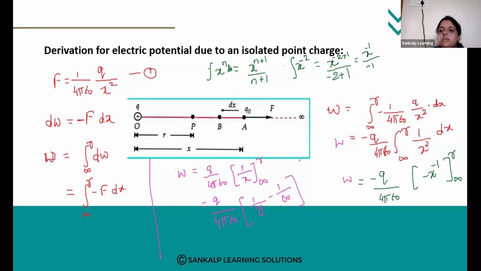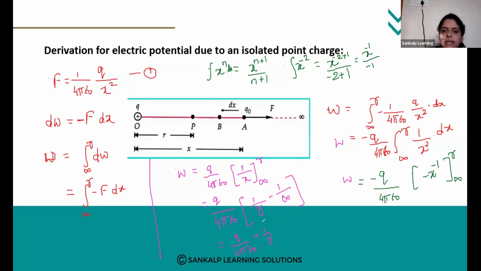Now tell me, what is 1 divided by infinity? Yes, what is 1 by infinity? Correct? 1 by infinity is 0. So as 1 by infinity is 0, leave all that aside, 1 upon infinity. So what is the final answer here, students? That is nothing but q divided by 4 pi epsilon naught into 1 by r.